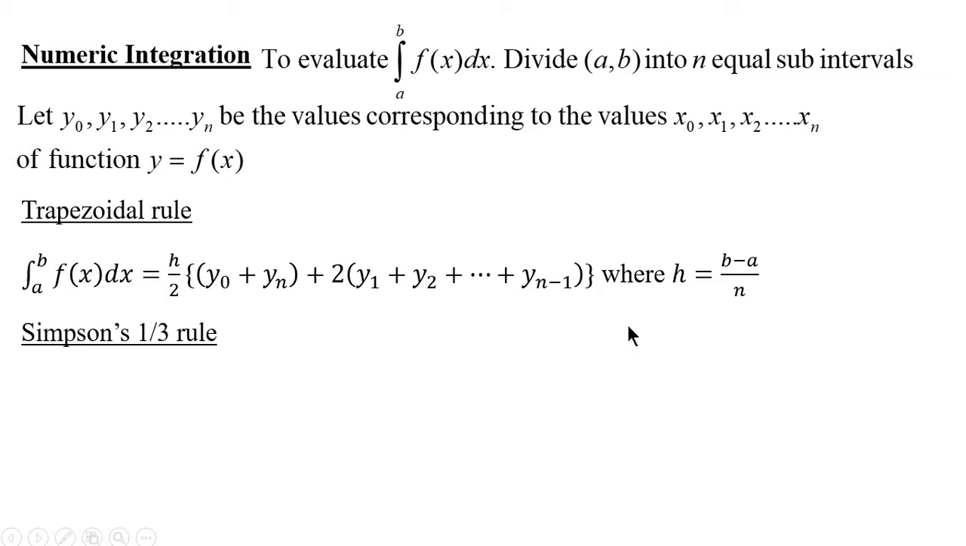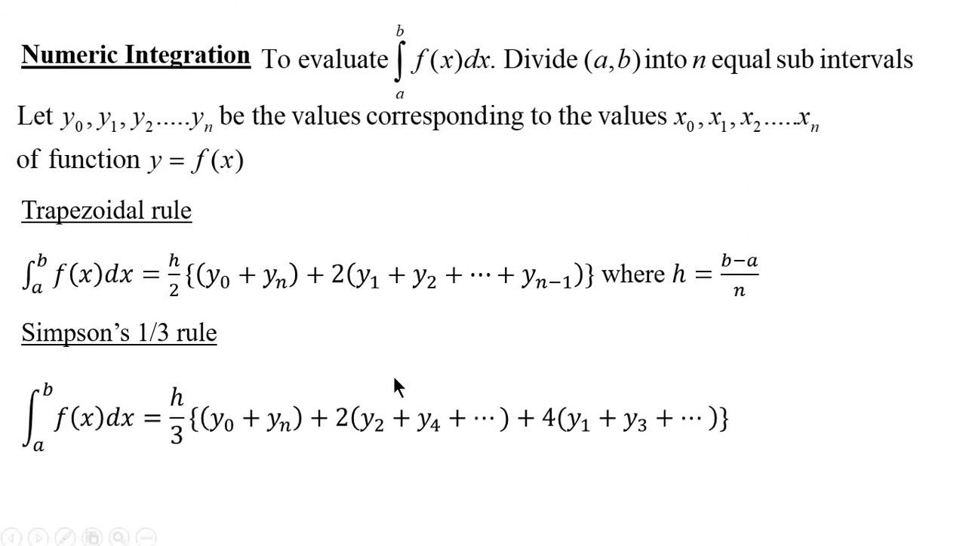For Simpson's rule, the formula is very easy to remember. H by 3 multiplied with first value plus last value plus 2 into even suffixes plus 4 into odd suffixes. Note that Simpson's one-third rule is only applied when the number of subintervals is an even number.